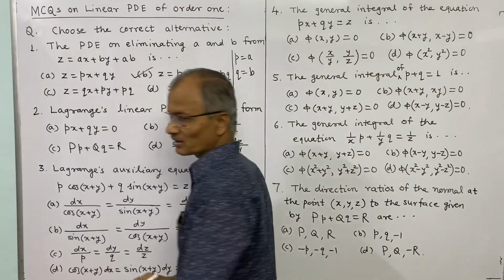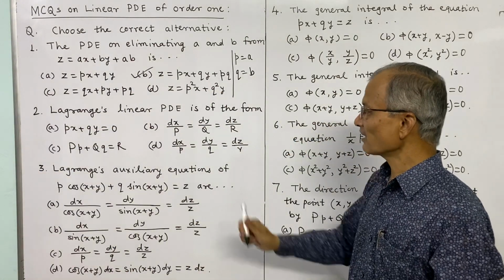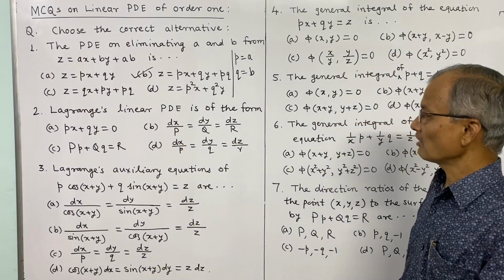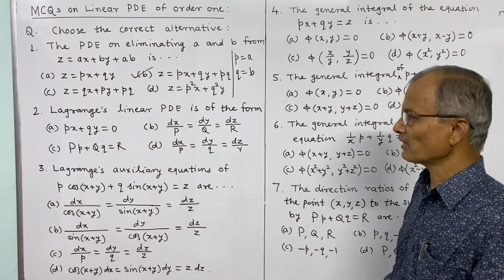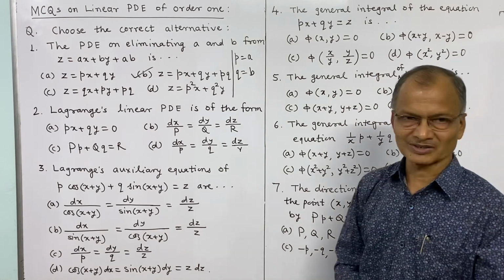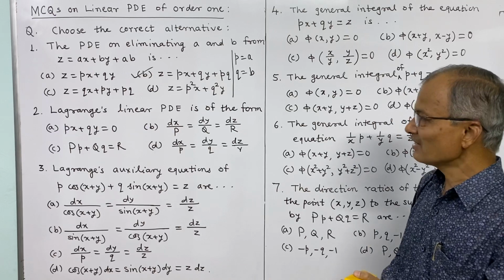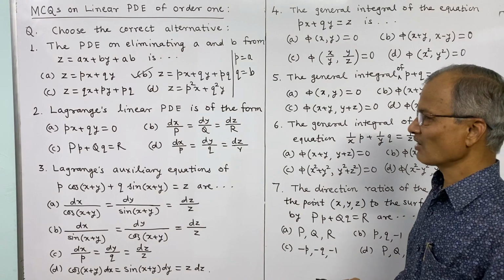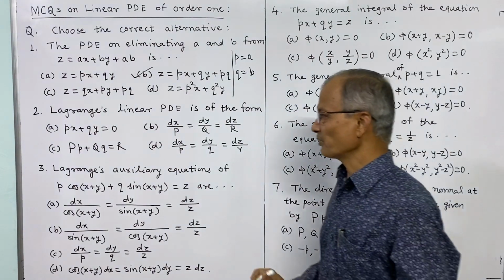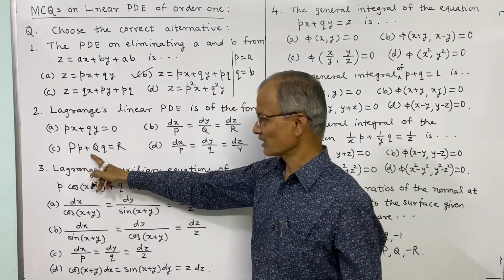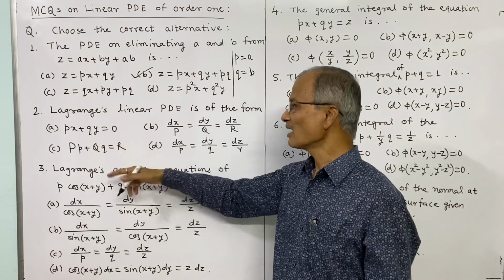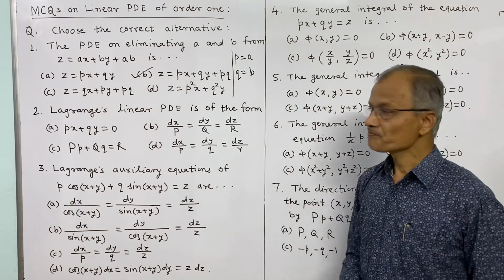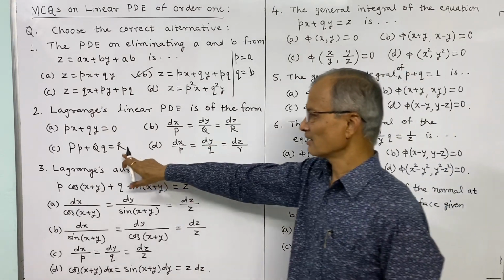Now the second question: Lagrange's linear partial differential equation, written in short as PDE, is of the form. What is the general form of Lagrange's linear partial differential equation? Mainly we have studied this equation in this chapter, and its form as we have obtained is capital P into small p plus capital Q into small q is equal to R, where capital P, Q, R are functions of x, y, z and not the others. So the correct alternative is this one.